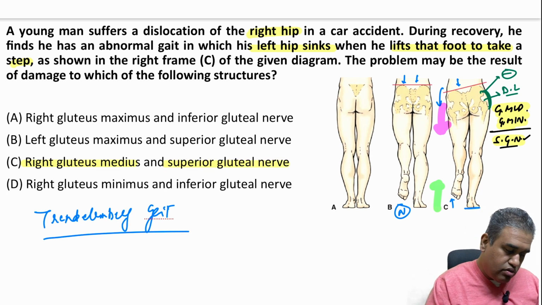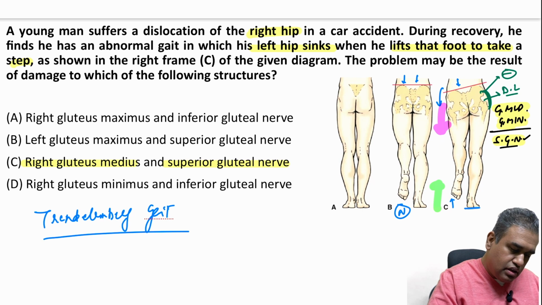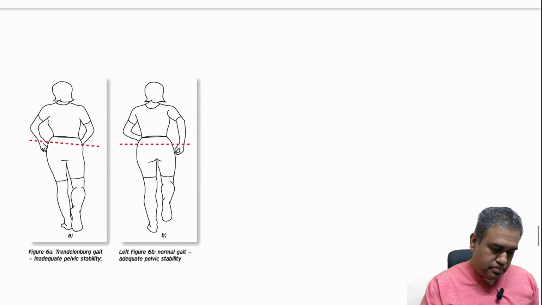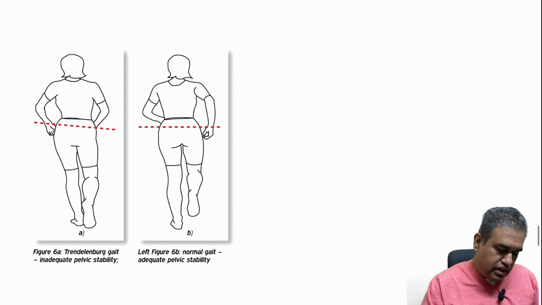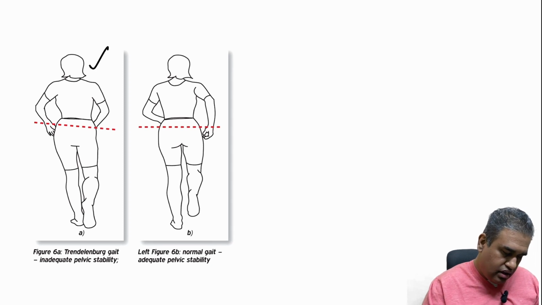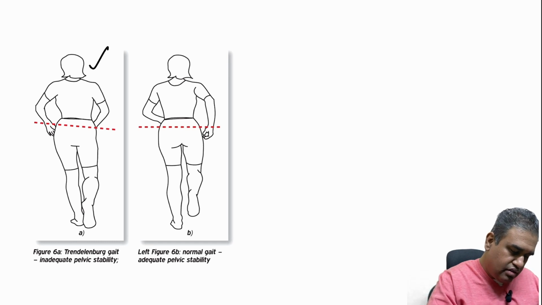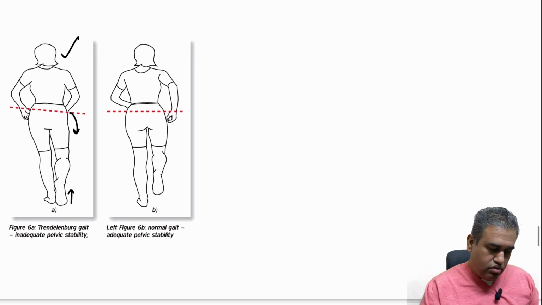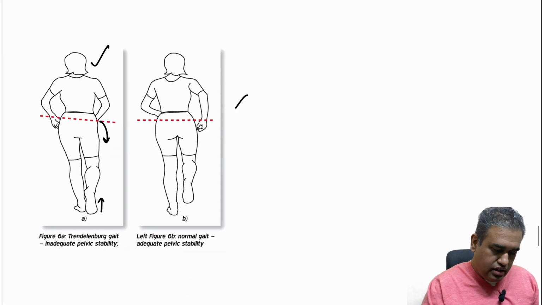It is not right gluteus maximus, so we can remove this option A. Option B, option D also wrong. Why? Because it is supplied by superior, not inferior gluteal nerve. Okay, so remember this. This is a Trendelenburg's gait over here. You can see Trendelenburg's gait, inadequate pelvic stability over here. Okay, here in this case, when the right foot is taken off the ground, the right side pelvis is dropping down. Trendelenburg's gait. Okay, do remember on this side is the normal side.